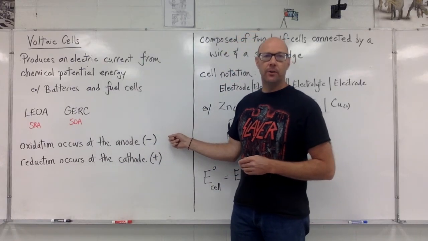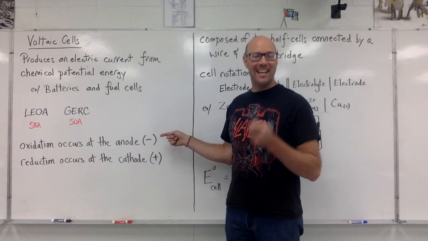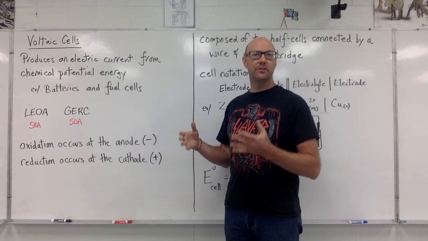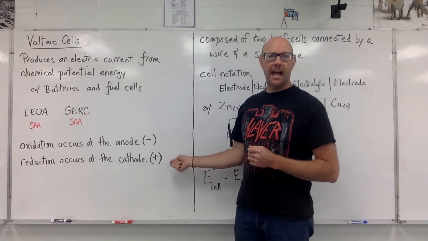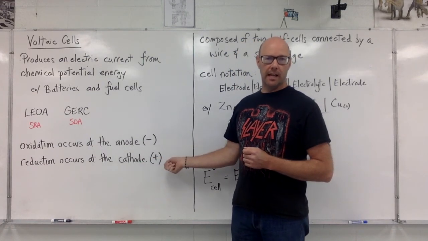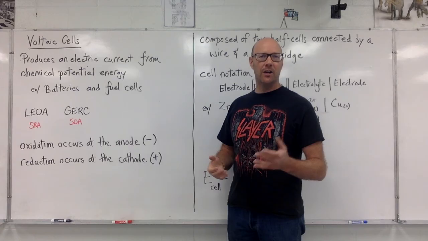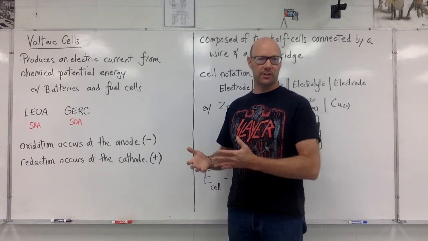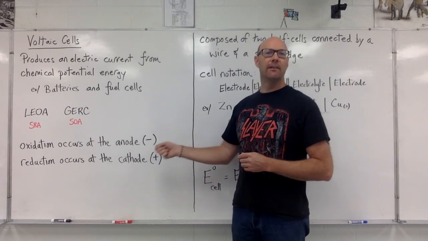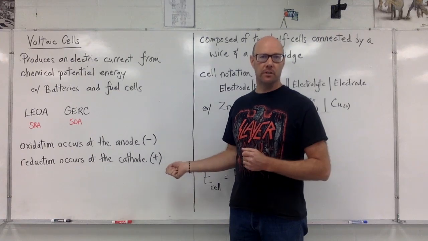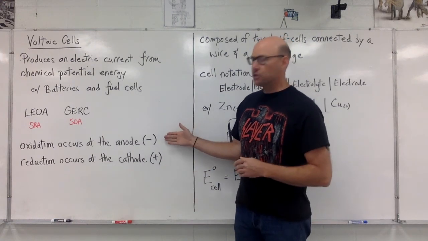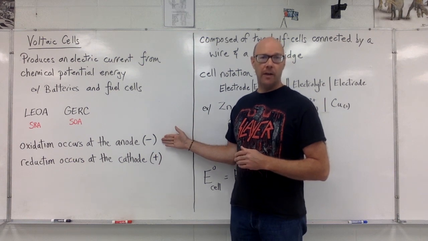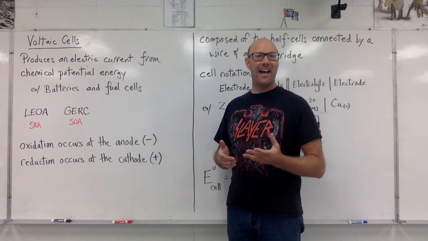Oxidation occurs at the anode. It's negatively charged. That's the negative electrode. It's the negative side of the voltaic cell. And reduction takes place at the cathode, which is the positive electrode. Just like how cations are positive and anions are negative, the anode is negative and the cathode is the positive electrode.